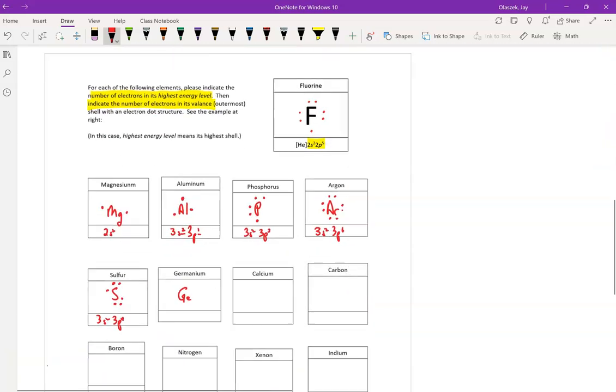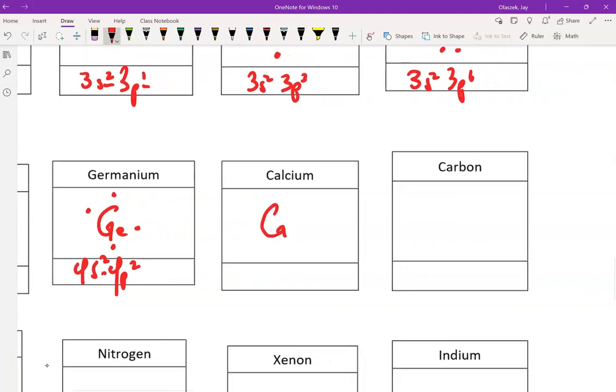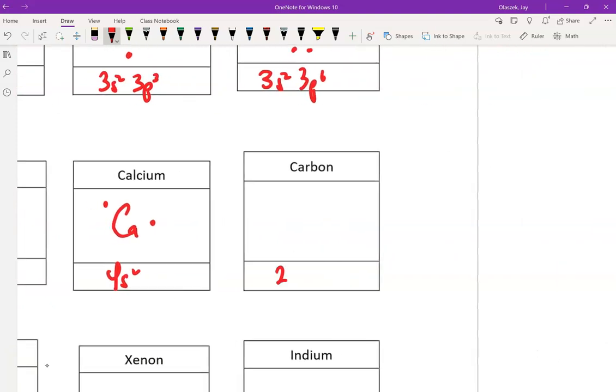s2p2. That means germanium is 4s2, 4p2. That means 1, 2, 3, 4 electrons in the valence. We know calcium is in row 4, and it's in the second column, which means it ends s2. That means it has 2 electrons in the valence. Carbon: same column as germanium. It ends 2s2, 2p2. That means it has 1, 2, 3, 4 electrons in the valence. If you want to keep them in order, nice and tidy, you can do it like that.